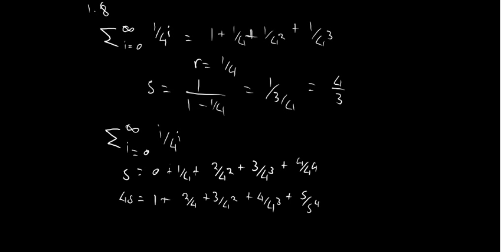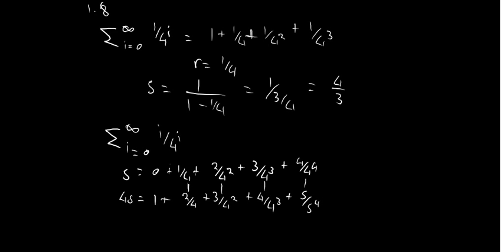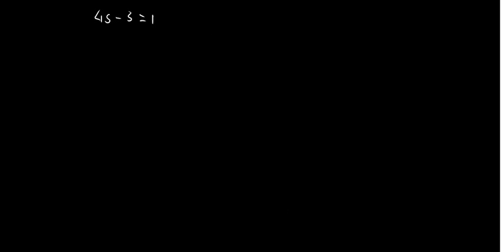What's the next thing that we do? We pair them up. This one pairs with that one, and so on. Then 4s minus s, we're just going to subtract them. You can do that arithmetic, but what this gives you is 1 plus 1 over 4 plus 1 over 4 squared plus 1 over 4 to the power 3 plus 1 over 4 to the power 4 plus all the way to infinity. This is 3s, by the way, because we just subtracted them.